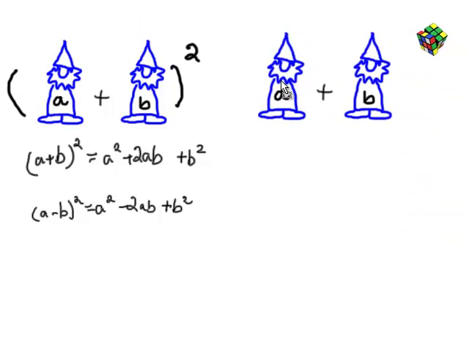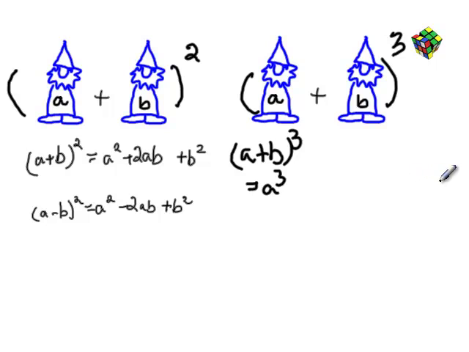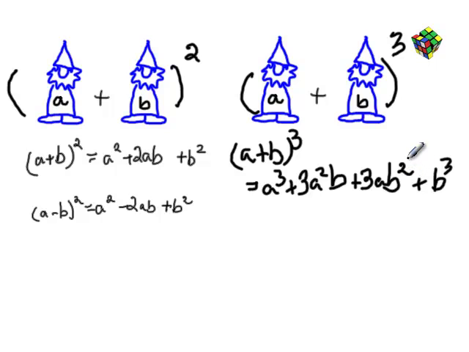Okay, let's think about what happens when we cube our gnomes like that. So, a plus b cubed. What are we going to get? Well, it should be obvious we're going to get an a cubed term and a b cubed term. Turns out we get a few extra terms when we multiply it out. That's a 3a squared b and a 3ab squared. You should multiply this out yourself to satisfy yourself that this is right.